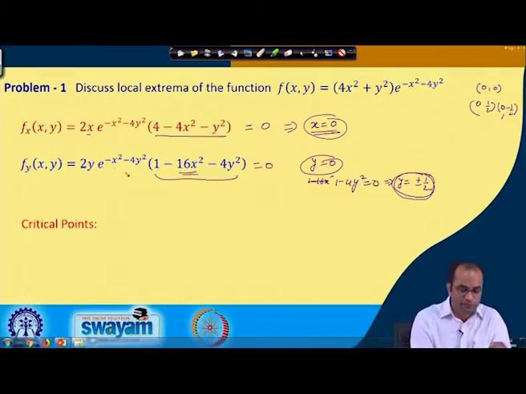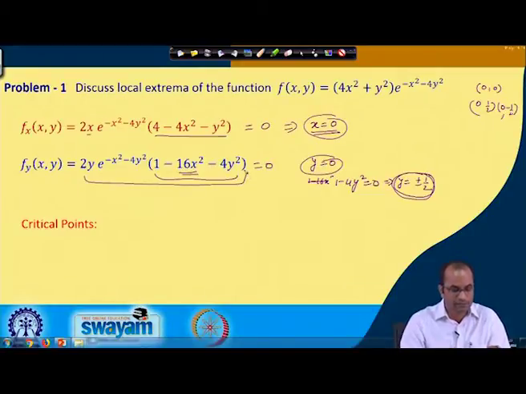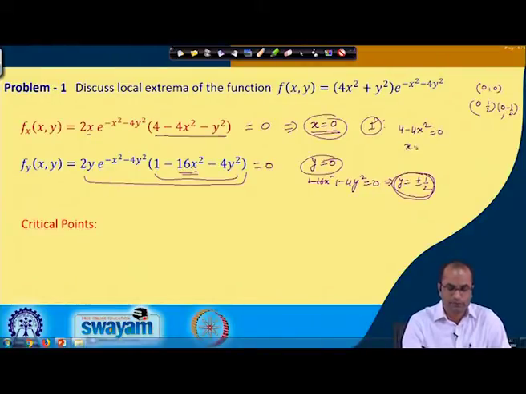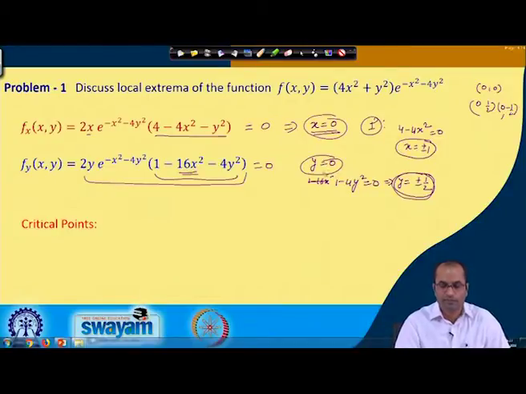And now we have another one. If y is 0 from the second equation, which makes this derivative 0, then from the first equation, when we set y to 0 here, we will have 4 minus 4x² equal to 0. So, we will get x equal to plus minus 1. So, these are the other points with y 0: (1,0) and (minus 1,0).